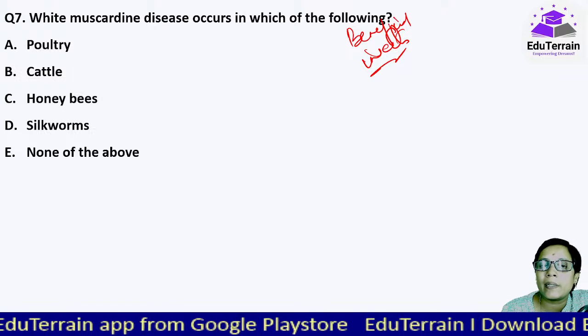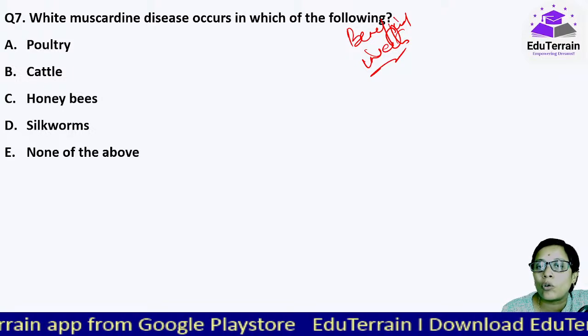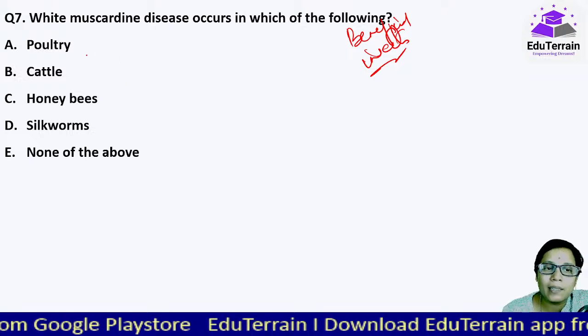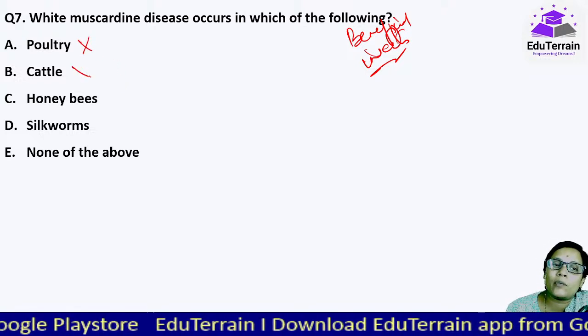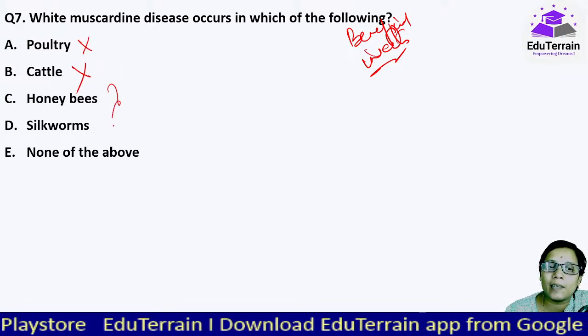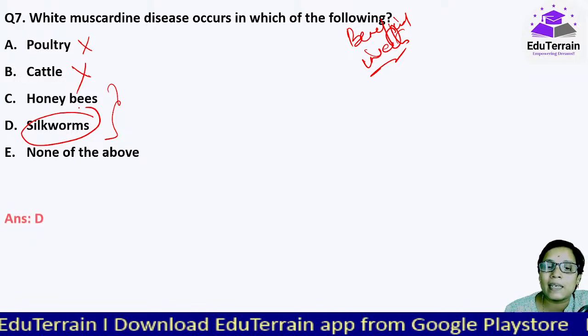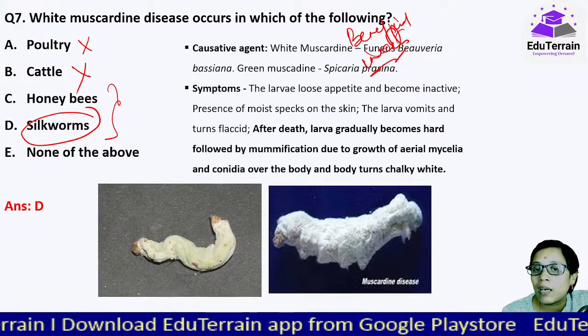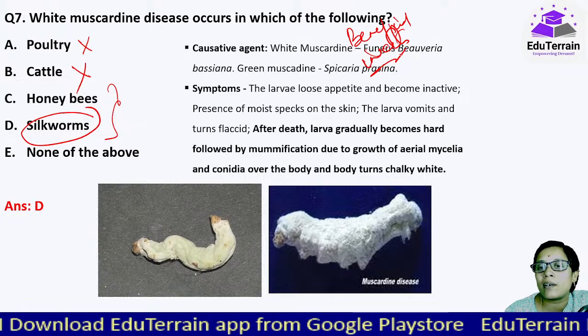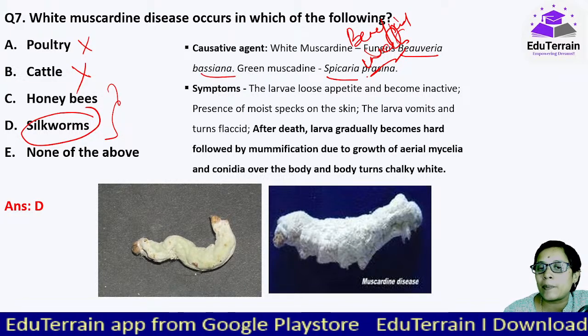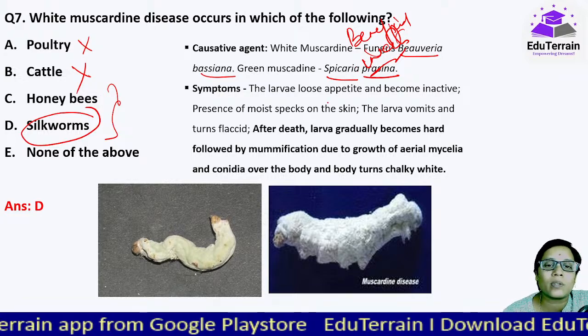Yes, white muscardine disease occurs in which of the following? Beneficial insects, I have already told you. So it won't be in poultry, it won't be in cattle, so it must be either in honeybees or silkworms. This white muscardine disease is in silkworms. It is a fungal disease caused by the fungus Beauveria bassiana. There is also green muscardine, that is Metarhizium, which is also a fungal disease.